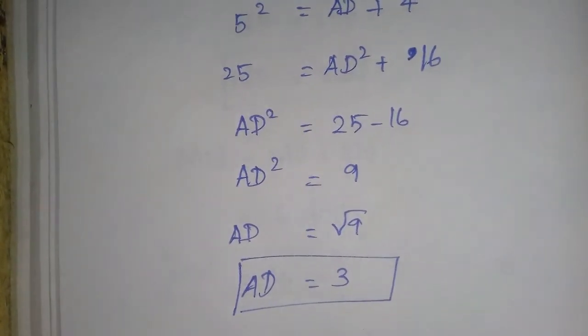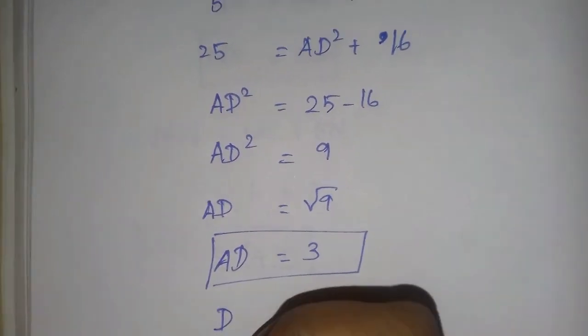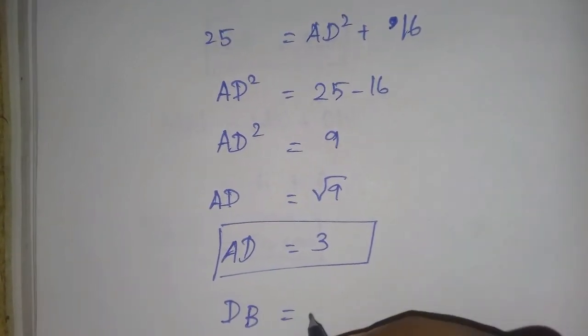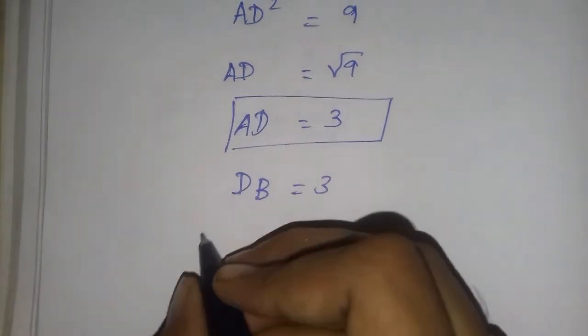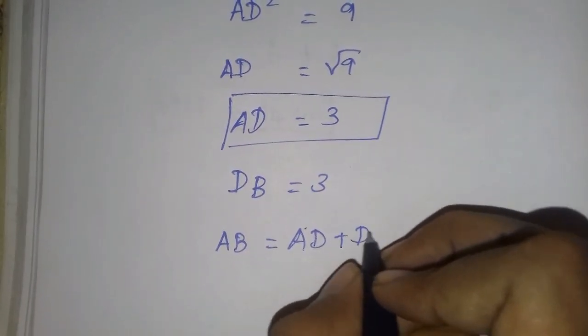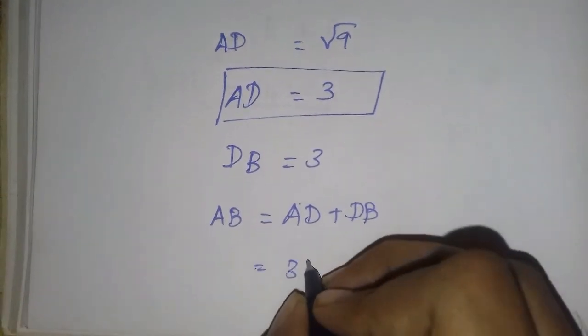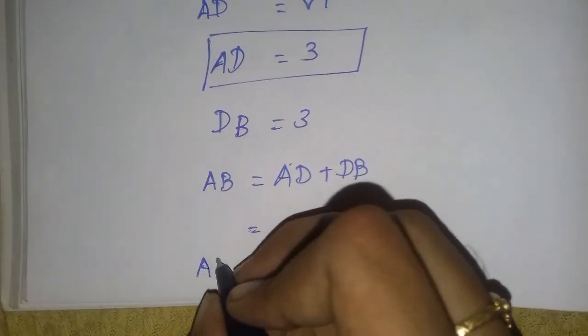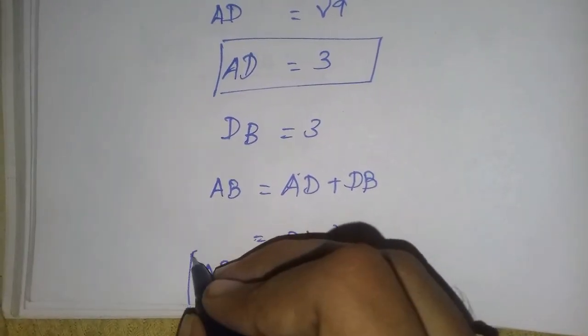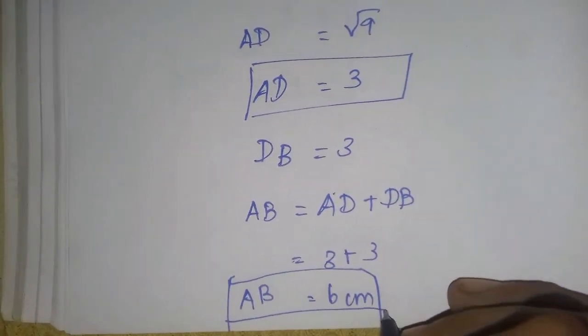We got the value of AD. Then what is the value of DB? AD and DB are equal, so that is also 3. So the value of AB is equal to AD plus DB. So 3 plus 3, AB is equal to 6 centimeter. We got the answer. Can you understand this problem?